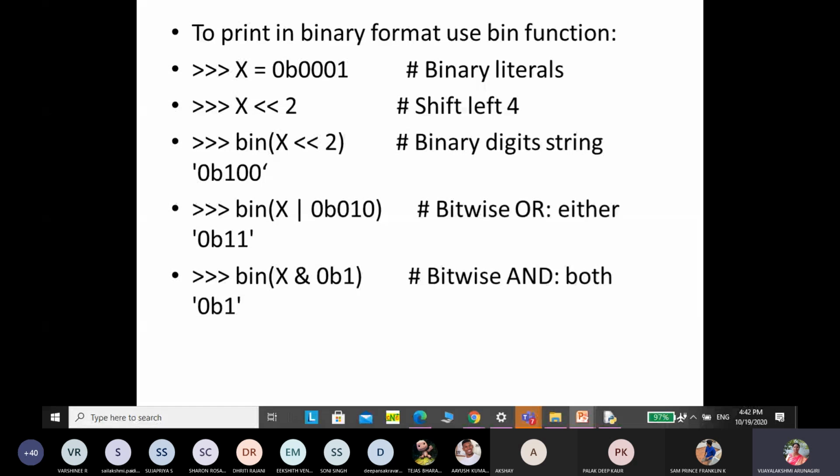Same thing, instead of a decimal number, you can even use the binary value. Previously I used x equal to 1, no? Instead of that, you can use the binary value. Binary value means you have to start with 0b 0001. Again, you can apply bitwise AND and the other bitwise operations.